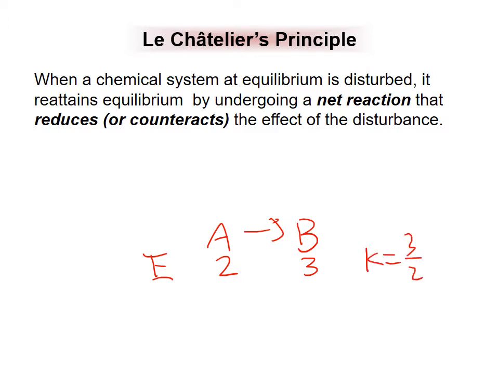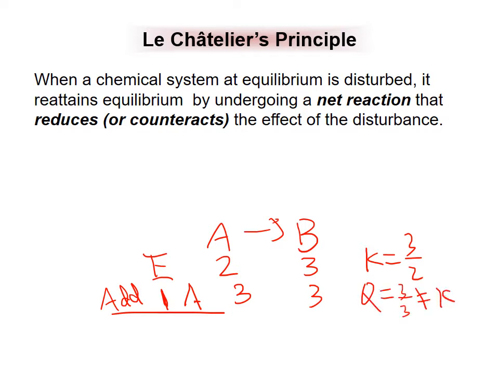However, let's say you add 1 molarity A into the system. Now, in the system, you have 3 molarity A and 3 molarity B. And the Q will be 3 divided by 3, which is not K. And that means the system is not at equilibrium anymore. Therefore, the reaction will continue, either go forward or go reverse, until the new Q equals K. In other words, the reaction will reach equilibrium again, a new equilibrium.